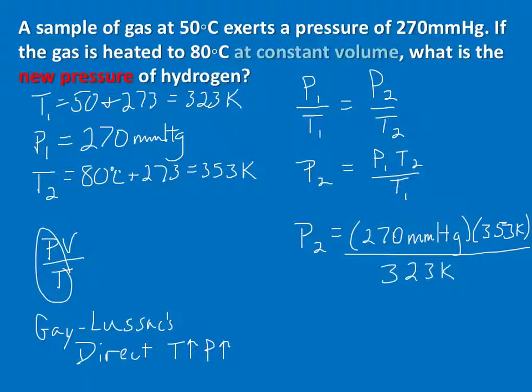Notice all temperatures are converted to Kelvin. We substitute in and then solve. The answer of 295 millimeters of mercury, rounded to one significant digit, would be 300 millimeters of mercury.